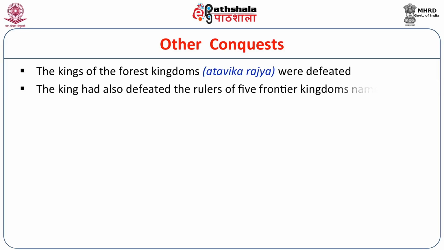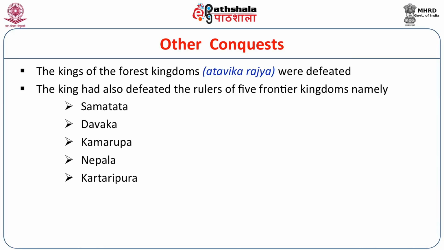Samudragupta had also defeated a number of rulers who were ruling over the frontier kingdoms of his empire, and the frontier kingdoms have been named like this: Samatata, Davako, Kamarupa, Nepal and Kartaripura. Samatata has been identified with southeast of Bengal. Davako has been identified with modern Dhaka in Bangladesh. Kamarupa has been identified with Assam. Nepal has been identified with the same Nepal in the northern part of India.